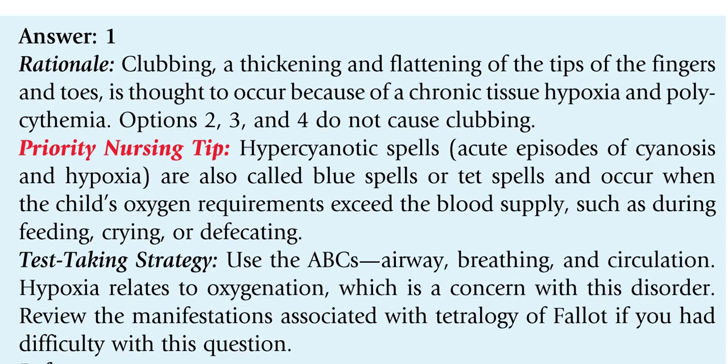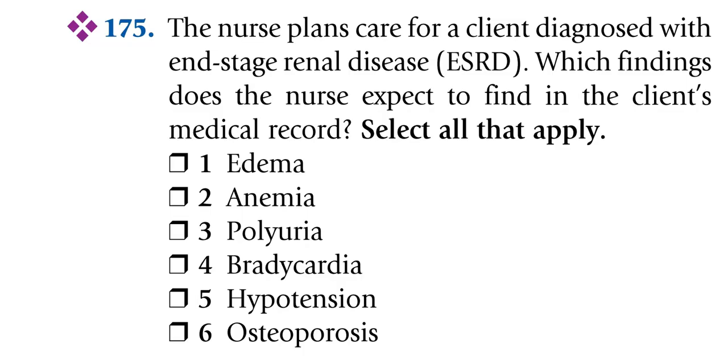Answer 1. Rationale. Clubbing, a thickening and flattening of the tips of the fingers and toes, is thought to occur because of chronic tissue hypoxia and polycythemia. Options 2, 3, and 4 do not cause clubbing.